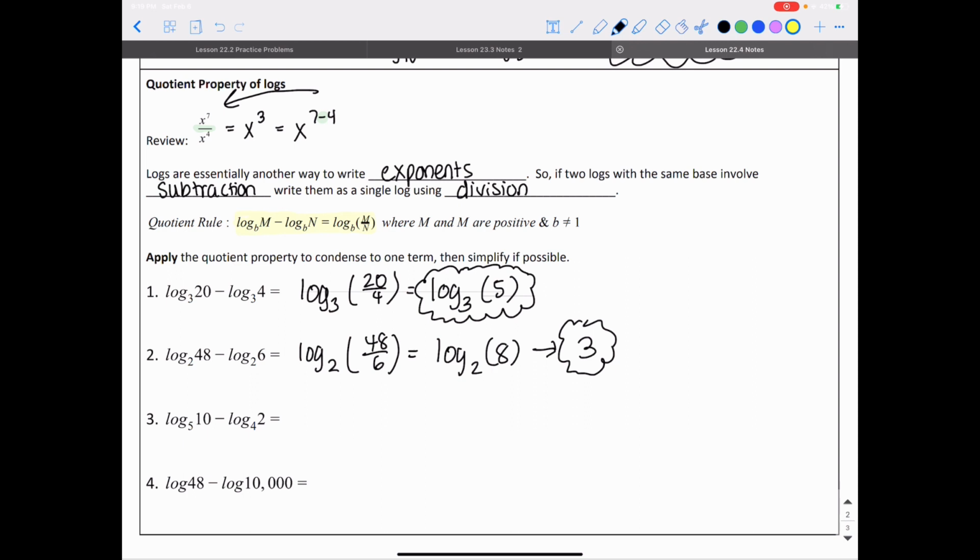For log base 5 of 10 minus log base 4 of 2, I cannot combine those because they don't have the same base. But I can simplify log base 4 of 2. I can raise 4 to the 1/2 power. That's the same as taking the square root to get 2. So I can rewrite this as log base 5 of 10 minus 1/2.